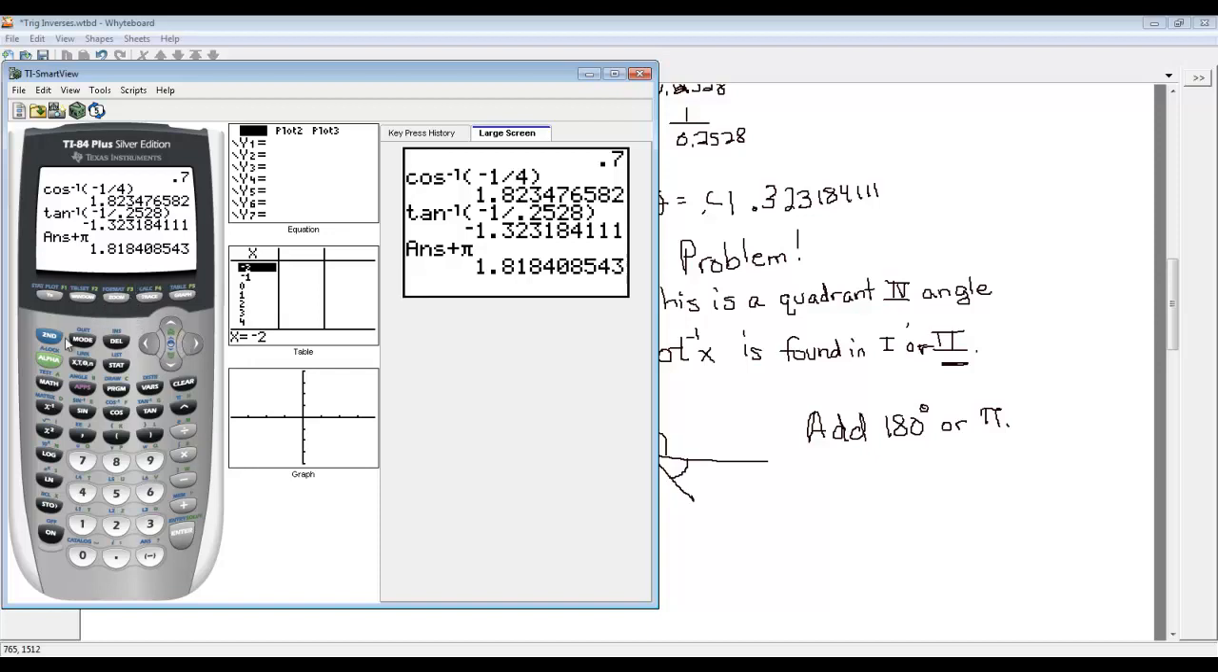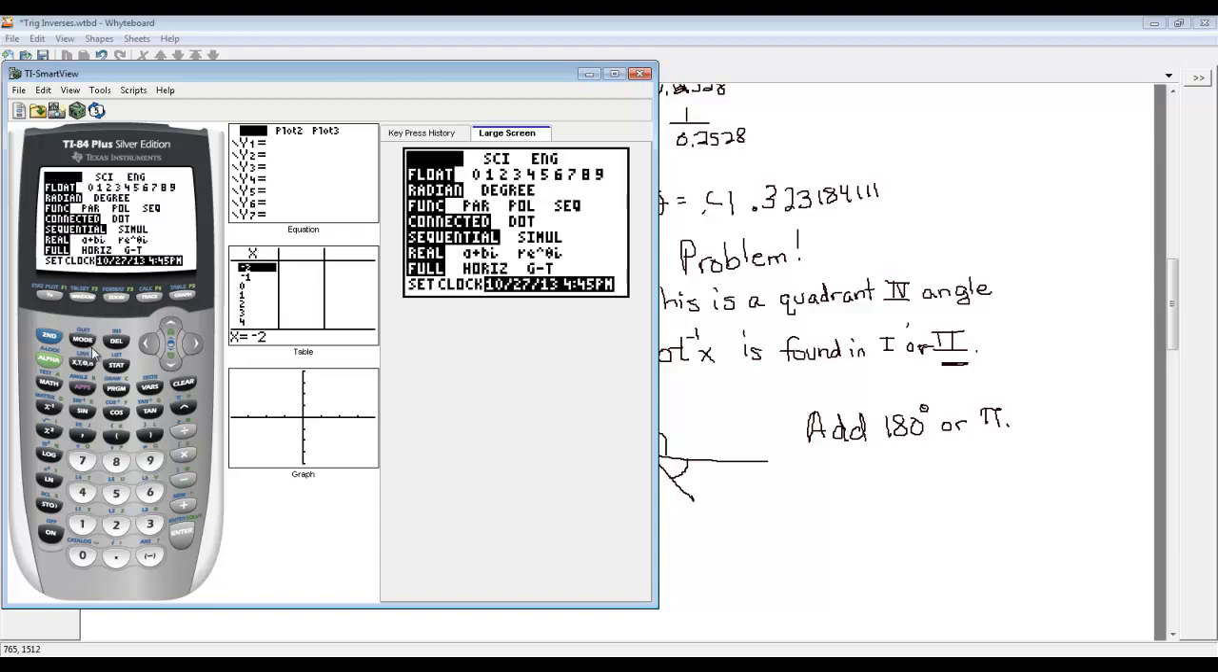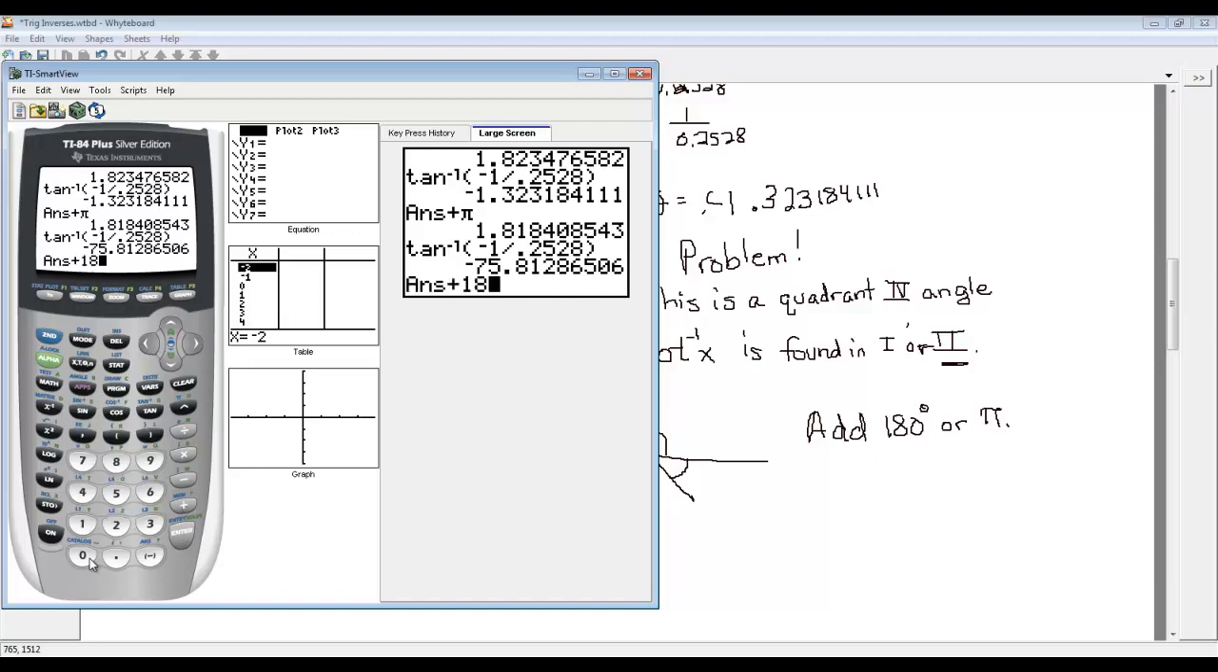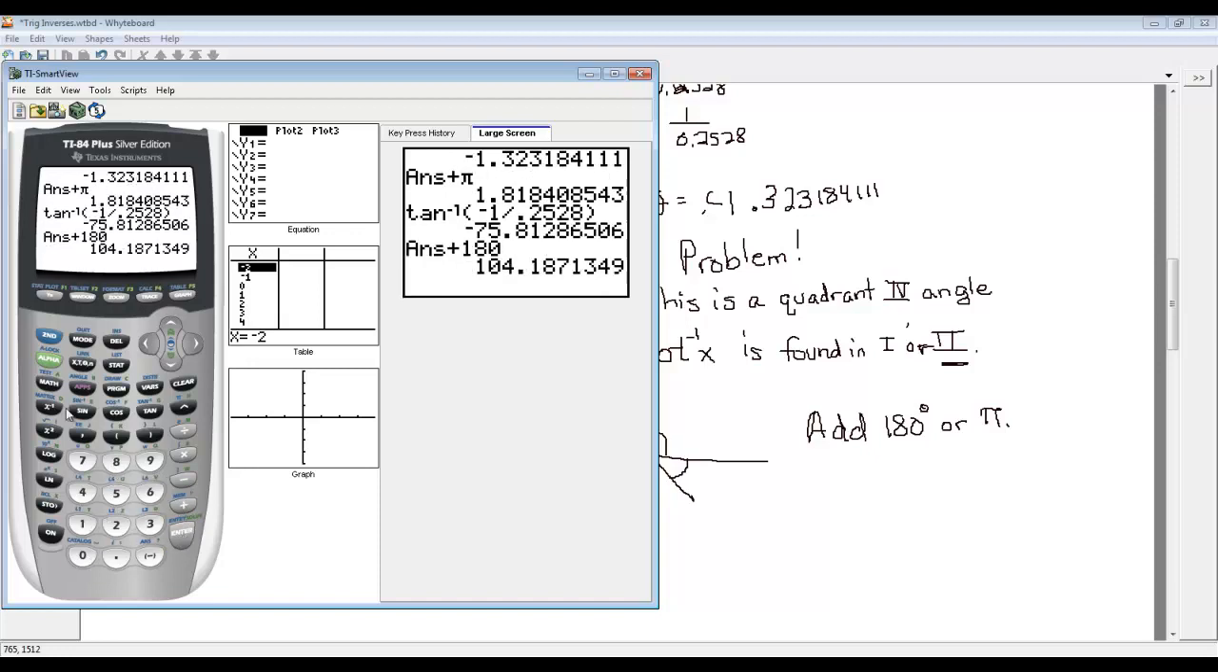Or if you were in degrees, let's say you were in degree mode. If you did the inverse tan of negative 1 divided by 0.2528, get that, and then add 180 degrees to that, and you get 104.1871349 degrees. So that's just something to think about.